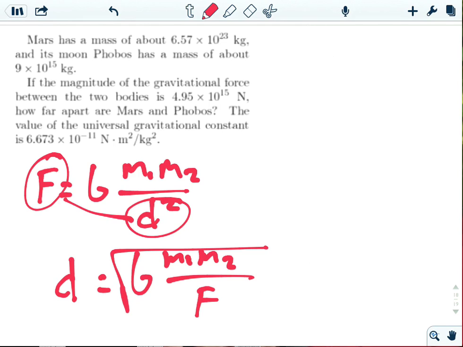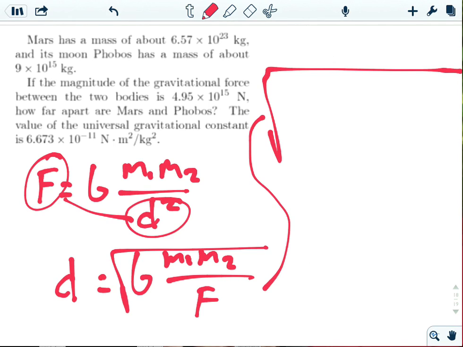So we start plugging everything into our equation. It's going to be a lot of numbers. Now, one thing I will tell you is that a lot of people usually mess up here when plugging the scientific notation into their calculator. So make sure you're doing that correctly.